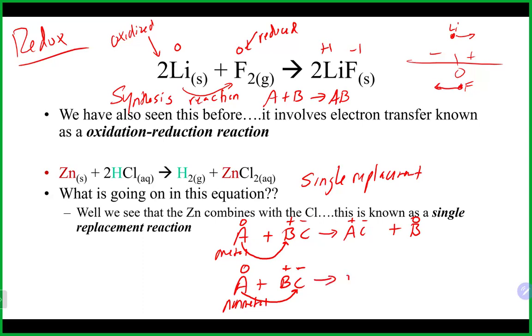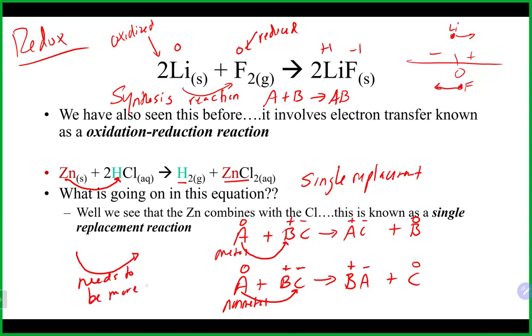The result of that is, again, you're going to get a new ionic compound formed, and whoever gets kicked out will end up with no charge. And that's what we see here. The zinc's going to come in. It's going to kick out the hydrogen. Hydrogen comes out by itself naturally as H2 gas. That's the bubbles that you see. And then the zinc now gains a charge and hooks up with the chloride here, and that is a single replacement reaction.